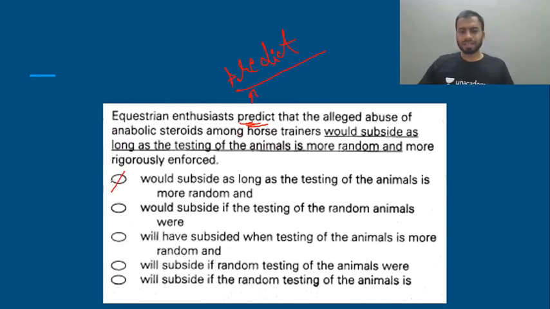I can safely eliminate options A and B, right? Can't I? I mean, I have the word predict, that means we're talking future tense, right? We're talking future tense. Now I have to choose from among options B, C, D, and E.